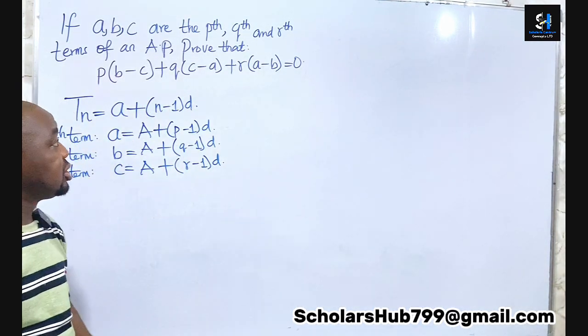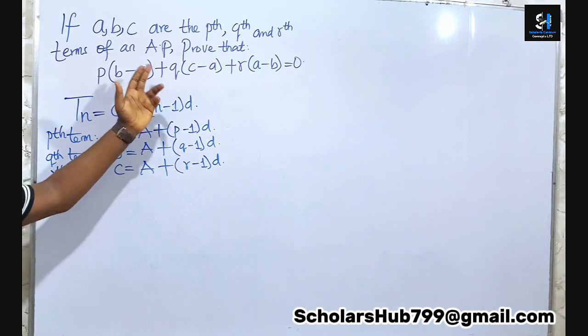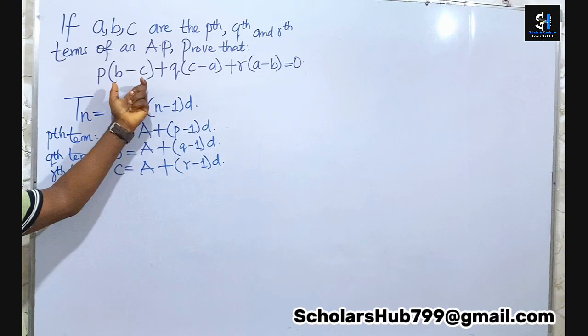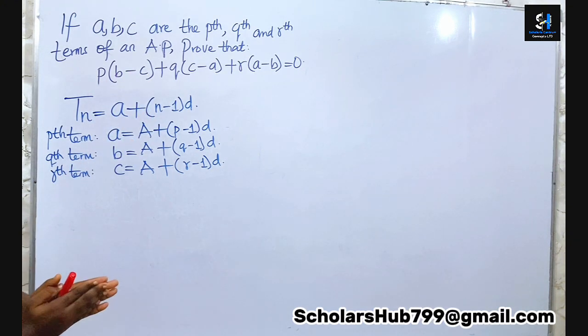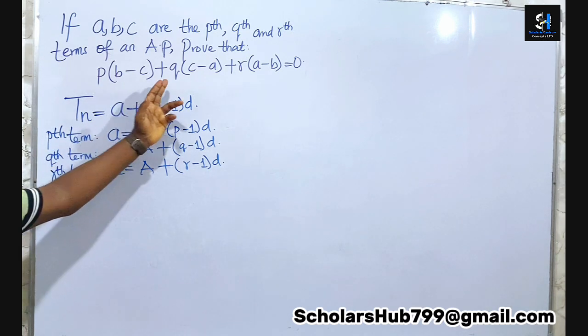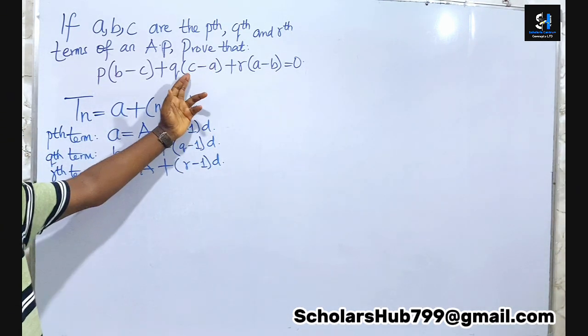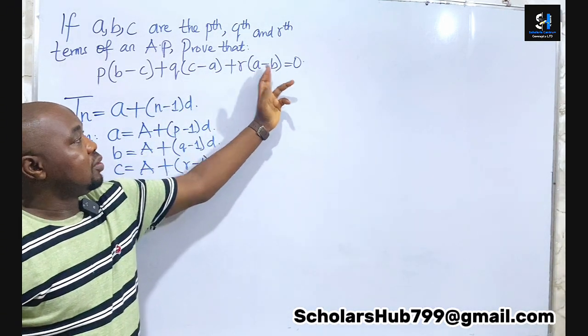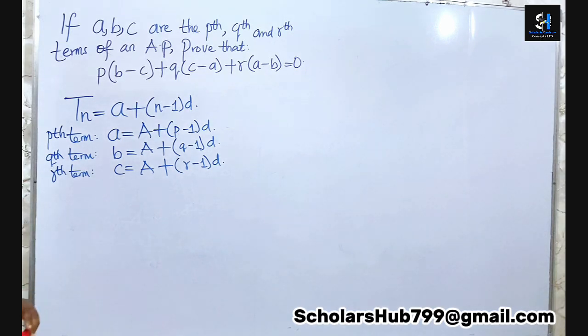So what to do next is, now I'm going to obtain the expression for b minus c. Whatever I get as the expression for b minus c, I'm going to multiply that by p. And I'll do the same with c minus a multiplied by q, and (a minus b) multiplied by r.